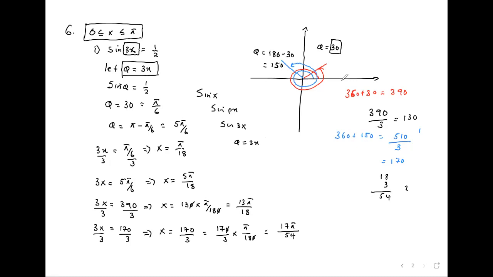Oh, I get the confusion. It's like when I came here, I'm not bringing 170 here. I'm supposed to bring 510 here, so that when divided by 3, it will give us 170. Then change this to that. Okay, good. So you have 17 pi over 18. Okay. All right. Thank you for understanding.